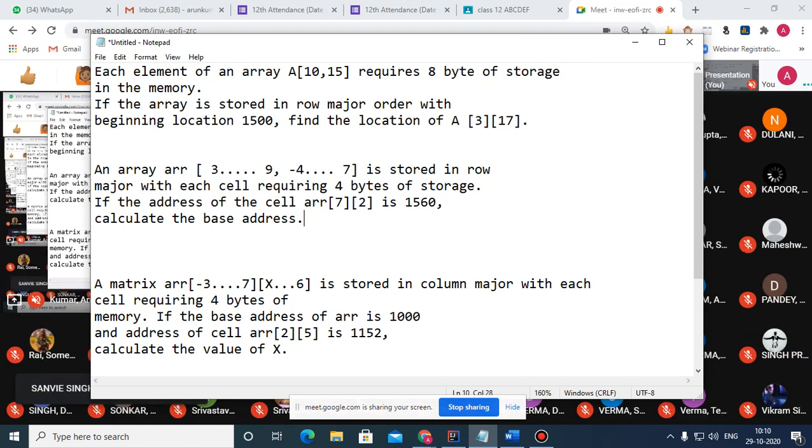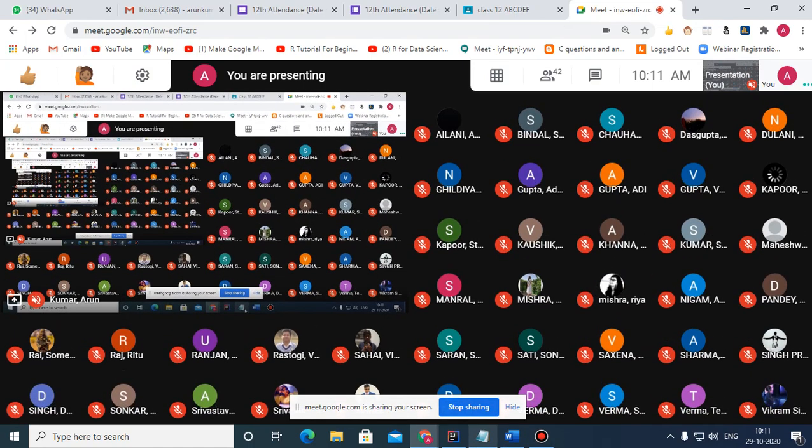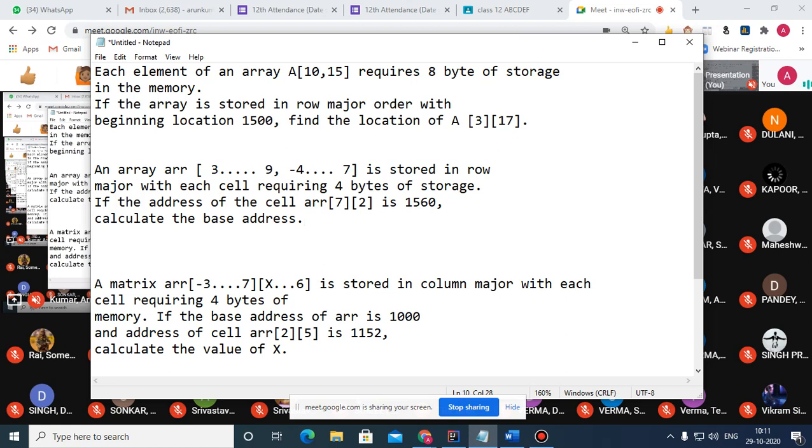Yes, anybody who has done this? Somesh Rajvanshi. Shrestha Bindal. Shrestha, solved or not? Beta, solve it. Here, what is the purpose of asking this question?